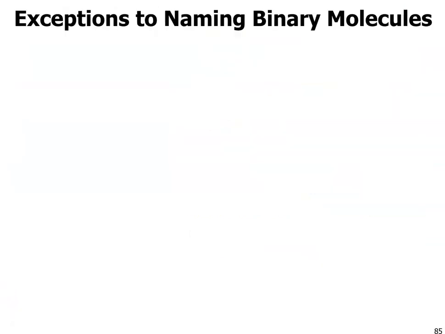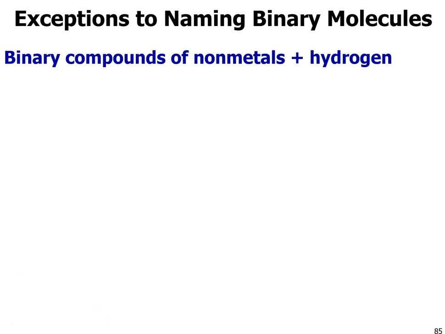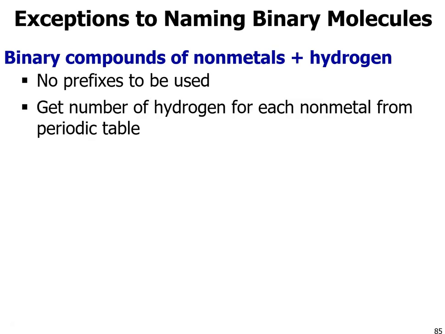Now that we've had a chance to talk about some of the typical naming for binary molecules, now I want to talk about exceptions to that. So when we're looking at something that is a nonmetal and hydrogen, we usually don't use any prefixes because we get the number of hydrogens from the nonmetal's position on the periodic table. There's a formula, we can look at an example, and we're not going to get there right now, but based off of where sulfur is on the periodic table, we know that 2 hydrogens will be attached to it. We'll talk about that in a little bit here.